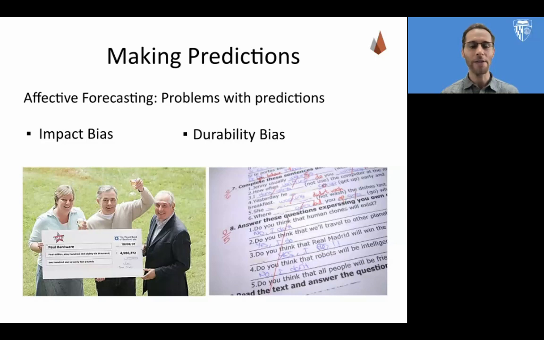Impact bias is the tendency to overestimate the intensity of future feelings, and durability bias is a tendency to overestimate how long positive and negative effects will last. It turns out that we tend to overestimate how long things will last because we underestimate our ability to adapt and respond to circumstances and kind of turn back to our emotional baseline.